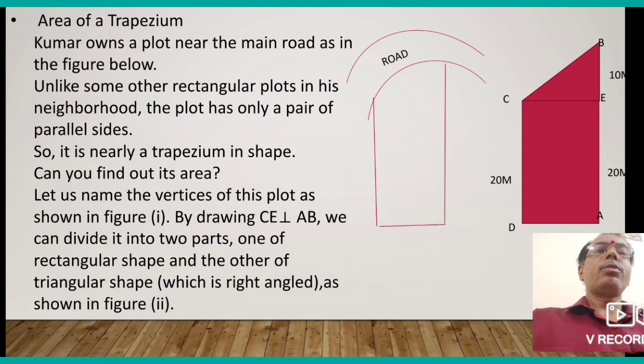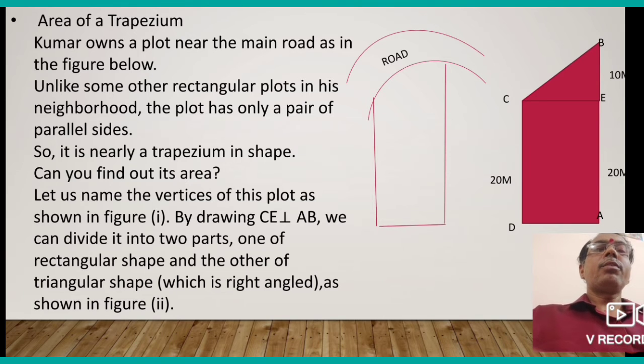Yes, actually it seems like a regular plot, but we need to find that area by using known formulas. Let us name the vertices of this plot as shown in the figure. I am taking the largest side as AB and the smallest side as CD, and I draw a perpendicular CE to AB. Then we can divide that figure into two parts: one is a right angle triangle, the other is a rectangle.